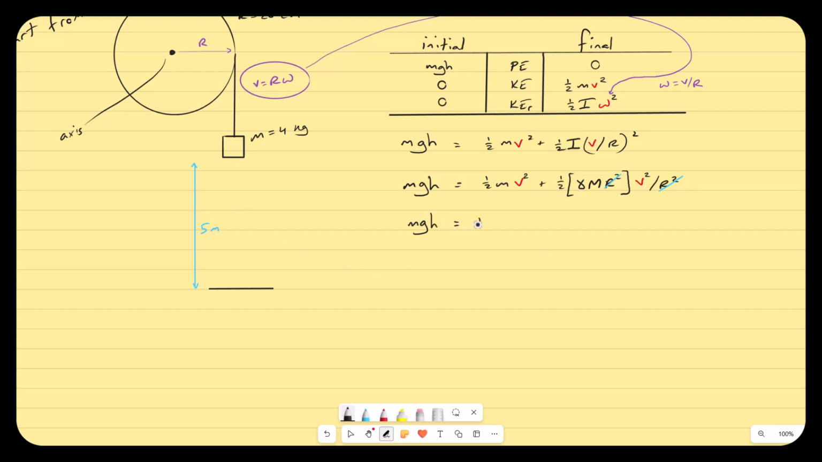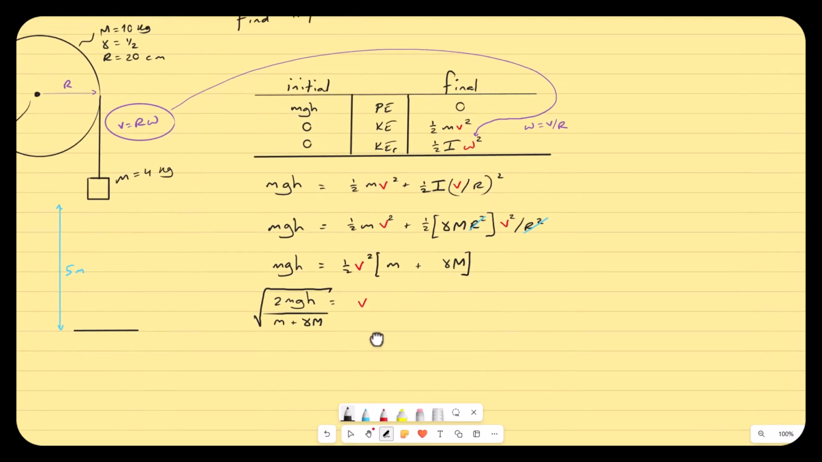mgh equals, I've got a half in every term, and I've got a v squared in every term. What I'm left with, I've got mass in the front term, this is a lowercase mass, and then I've got a gamma capital M in the other term. I'm solving for v. v equals, I'm going to get a 2mgh, divided by the mass of the block plus gamma times the mass of the wheel, all under a square root. And now I can start plugging in numbers.